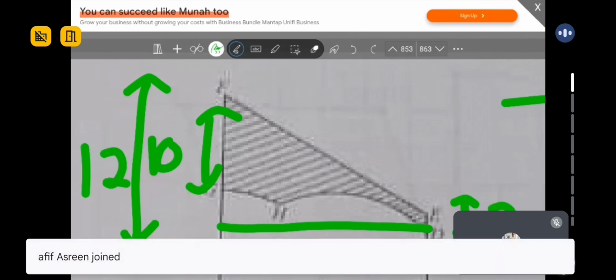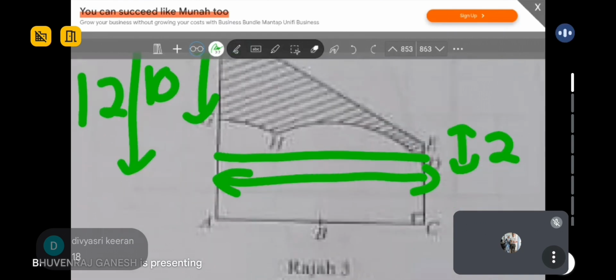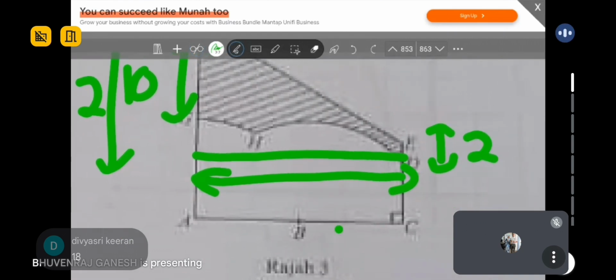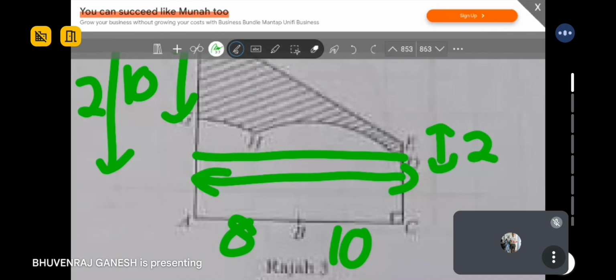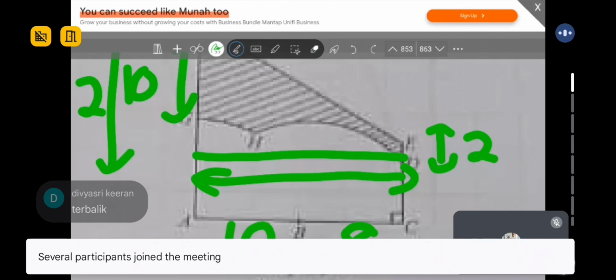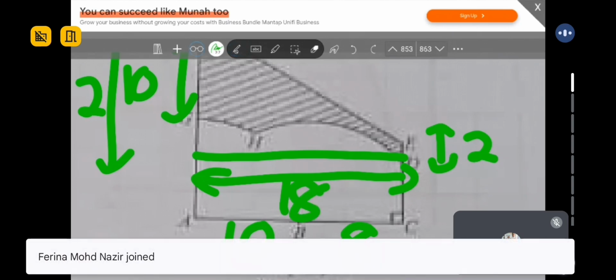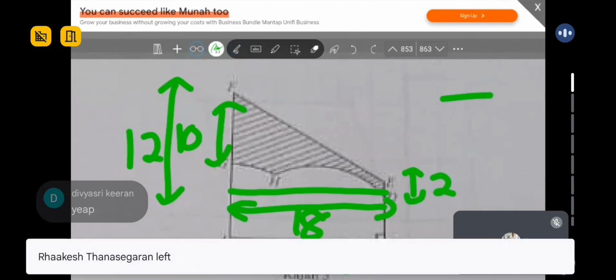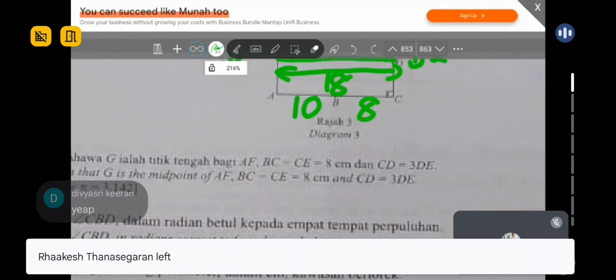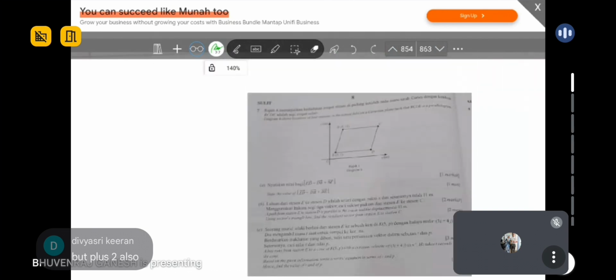10 tambah 2, 10 plus 2. How long is this guys? This one is how much? Yes. Okay, this one is 18. So how to get 18? This one is 10, this one is, wait, let me think. Oh, sorry, confused already. This one is 8, this one is 10. So you will have 18. Yang ni adalah 18. Are you all clear guys? Boleh dapat? So then you just use Pythagoras theorem to find FE. Then you plus everything up. Tambah semua sahaja.